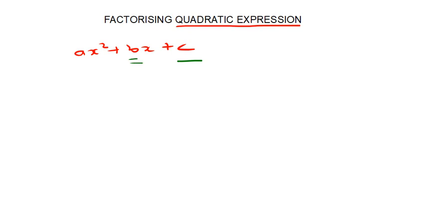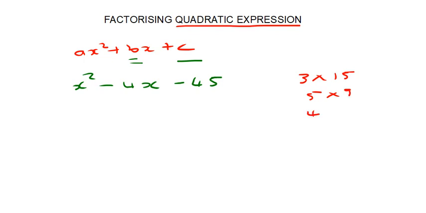Let's say, for example, we are given x squared minus 4x minus 45. So what is the first step we do? We find the factors of 45. So what are the factors of 45? We have 3 multiplied by 15. We have 5 multiplied by 9. We have 45 multiplied by 1.